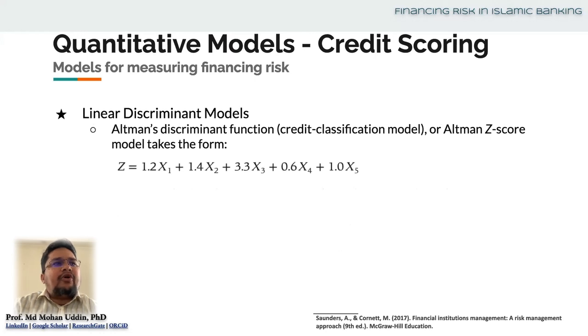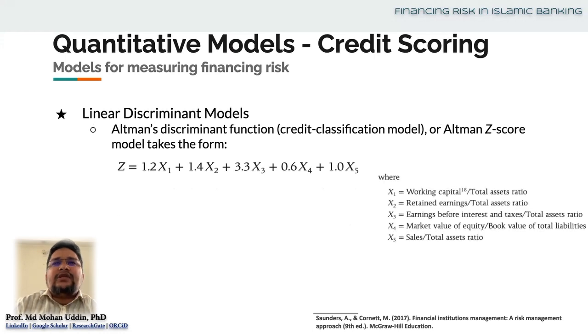Okay, so the Altman Z-score model is like this. Z equals 1.2x1 plus 1.4x2 plus 3.3x3 plus 0.6x4 plus 1.0x5, where x1 is equal to working capital over total asset ratio. X2 is equal to retained earnings over total asset ratio. X3 is equal to earnings before interest and taxes over total asset ratio. X4 is equal to market value of equity over book value of total liabilities. And X5 is equal to sales over total asset ratio.